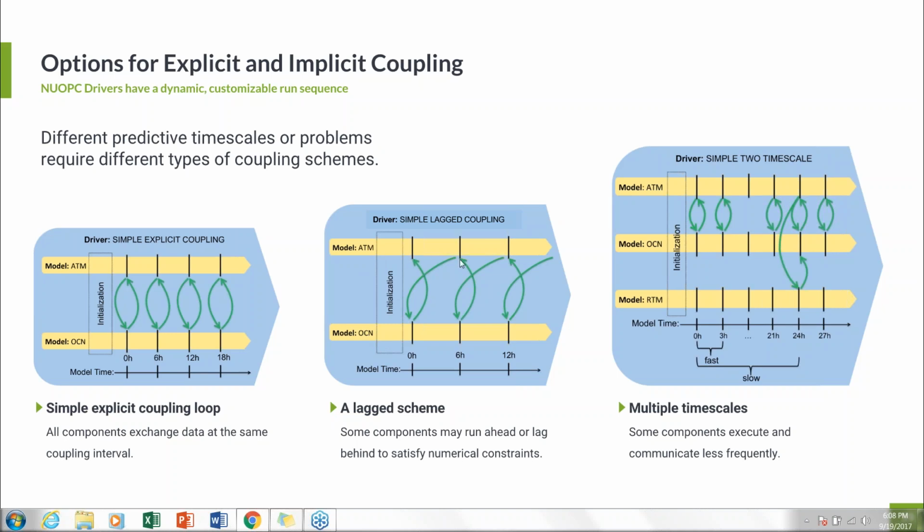You can let one of these components, such as the atmosphere, run ahead and pass back at t+1 to the ocean at t. And you can also set up different timescales here, where you have this component at the bottom that is communicating much less frequently than these top two components. And all this comes down to how you set up the run sequence and also how you check the clocks inside the NUOPC caps.